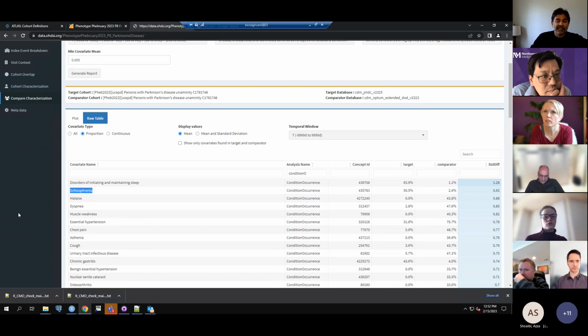Here's your answer: schizophrenia. 50% of the persons in JMDC had schizophrenia, versus 2% in Optum DOD. So schizophrenia is treated with drugs that cause Parkinsonism. That's drug-induced Parkinsonism.